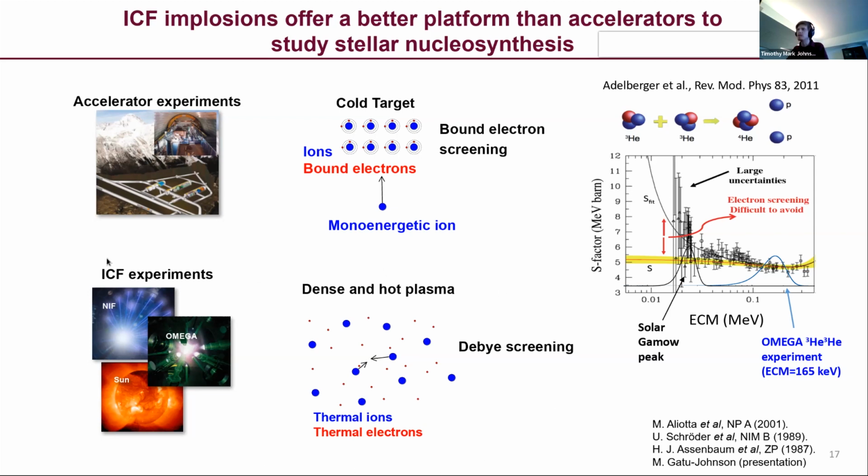But on the bottom here, we can see that the conditions reached by ICF experiments and the sun are very similar. We both have a hot, dense plasma. And instead of having this bound electron screening, which is a complicated process that we don't know how to deal with well, we have the more familiar process of Debye screening inside of the plasma. So you really are reaching the same physics in this case.